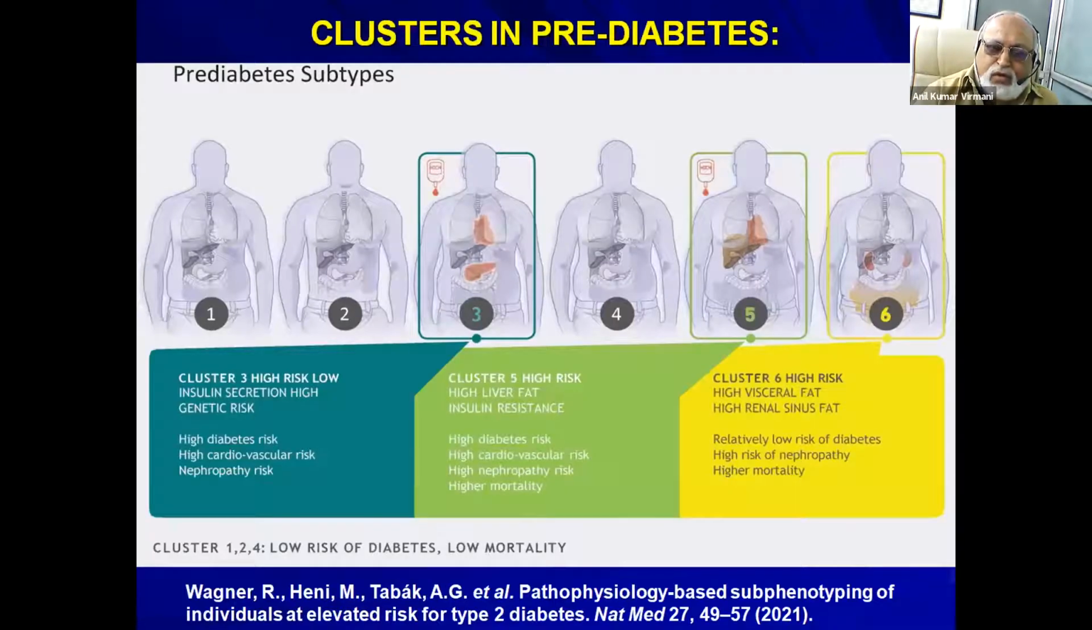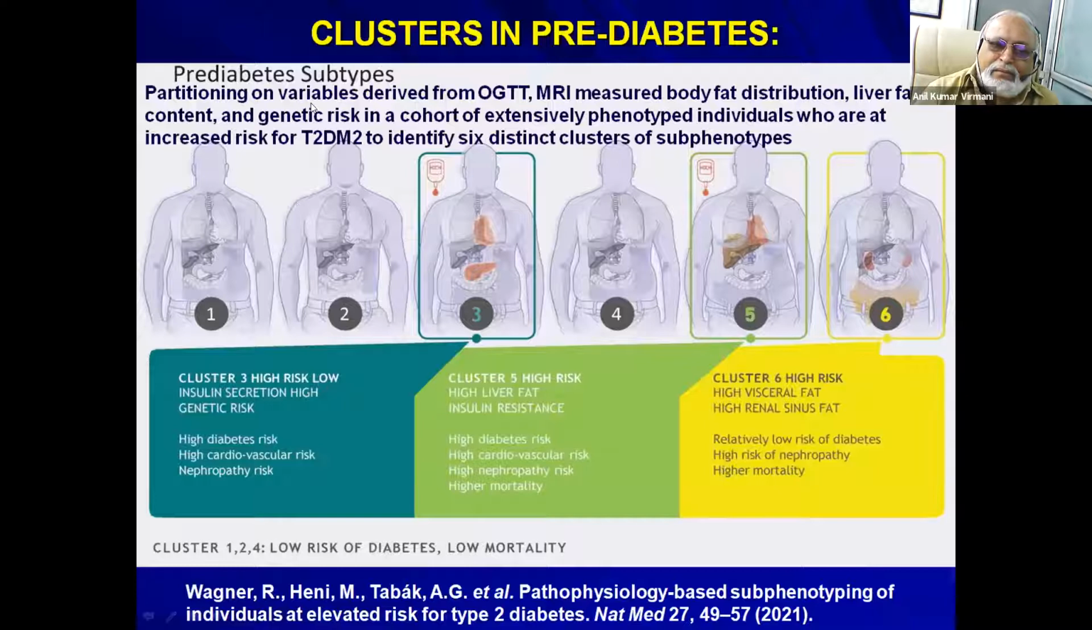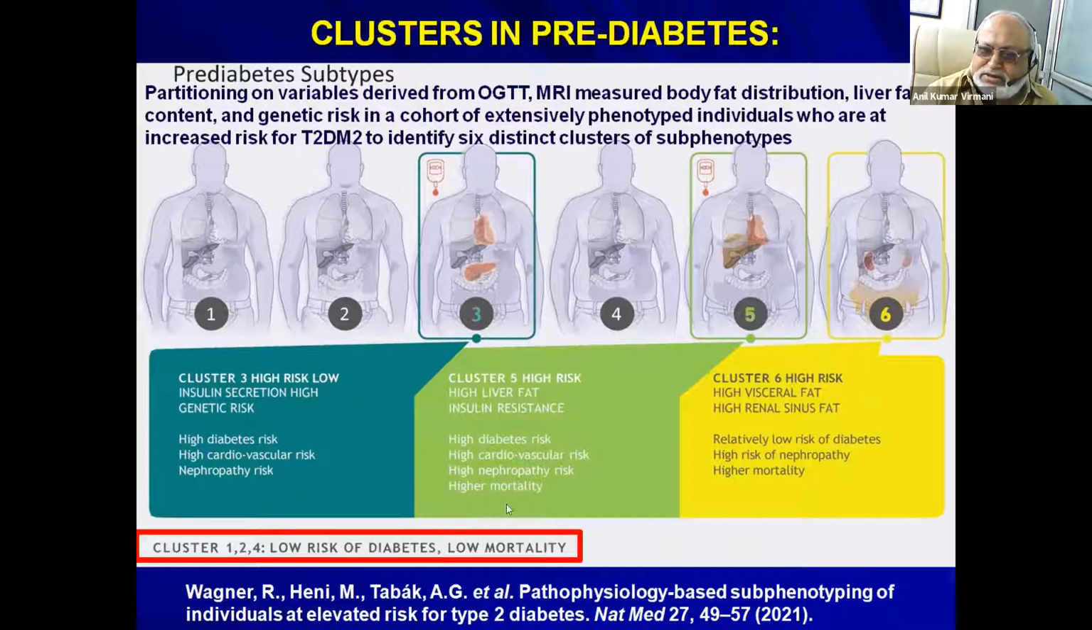And let's look at this. What is this? They partitioned the variables: they were doing an oral glucose tolerance test, an MRI which measured the body fat distribution and liver fat content, and they looked at the genetic risk in a cohort of extensively phenotyped individuals. And they found that there were 6 clusters.